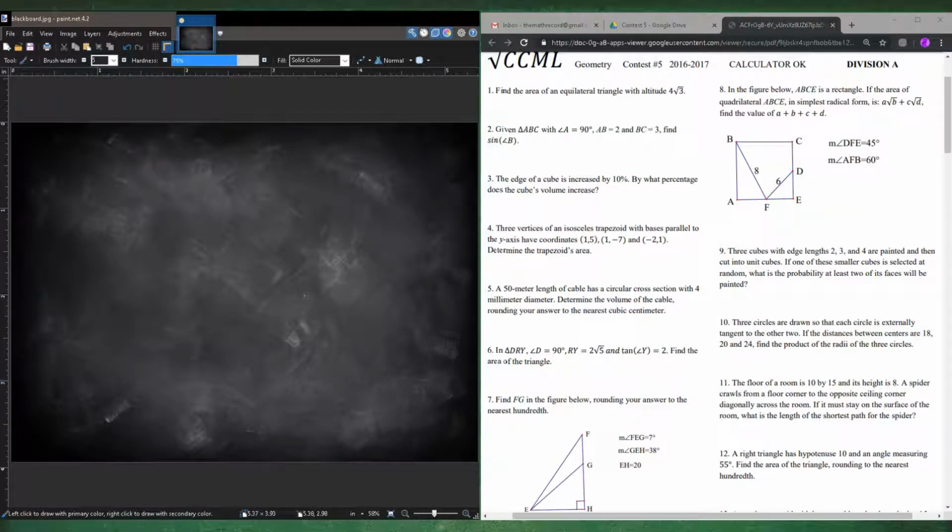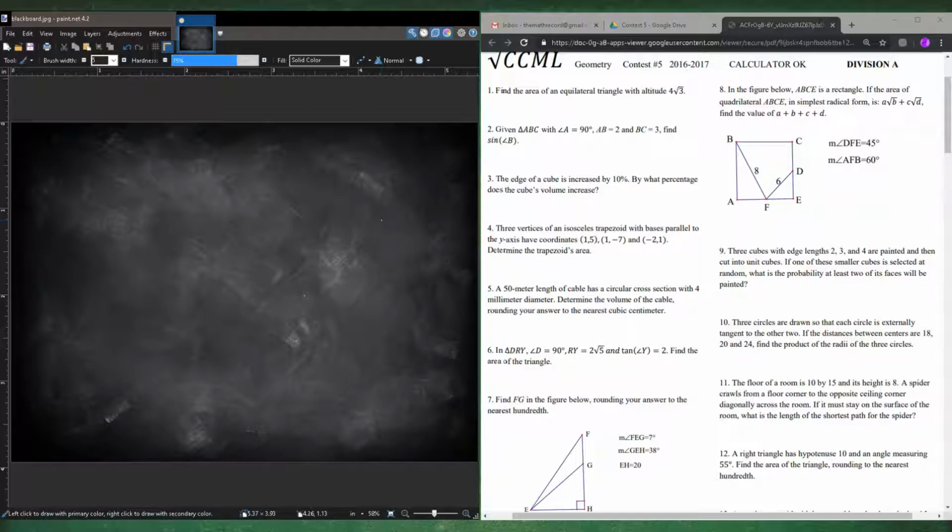Okay, number 5. A 50 meter length of a cable has a circular cross-section with 4 millimeter diameter. Determine the volume of the cable. Round your answer to the nearest cubic centimeter. So you have meters, and you want to get it into centimeters. So a centimeter means basically it's 100.